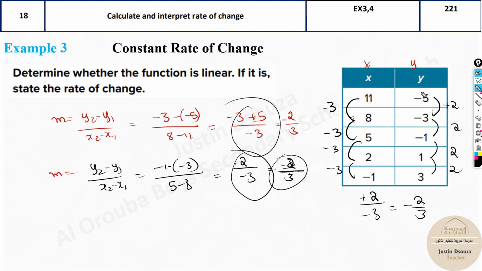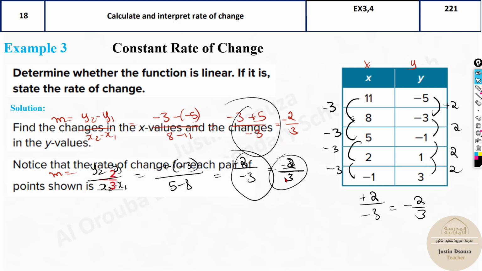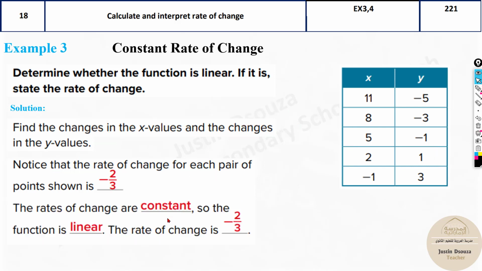So this is the slope. Slope is even throughout. Therefore, yes, this is a linear change. The rate of change is negative 2/3. So that's basically the answer. See, the rate of change is even or constant. Constant means same thing throughout. Therefore, the function is linear. The rate of change, the slope, rate of change means the slope is negative 2/3.